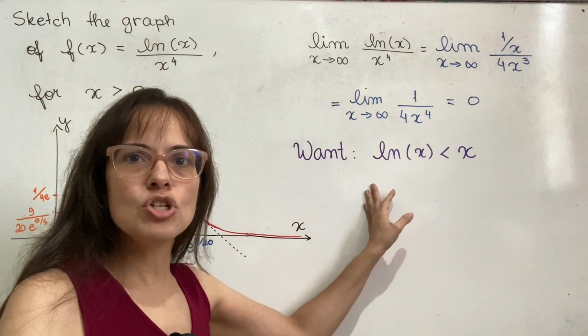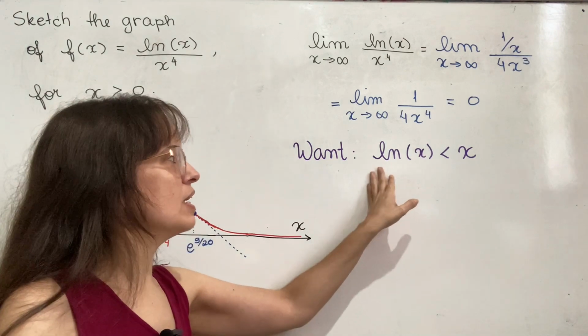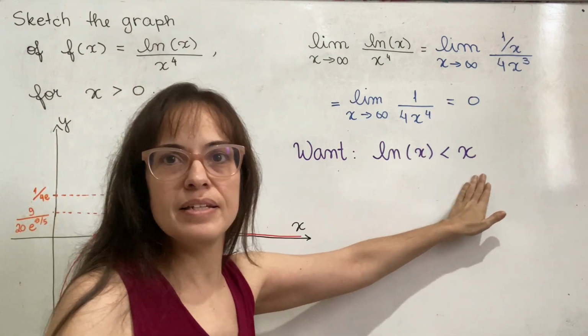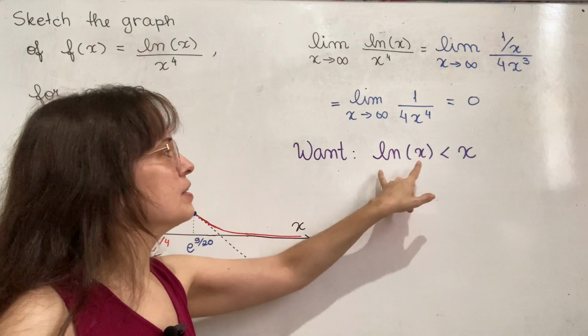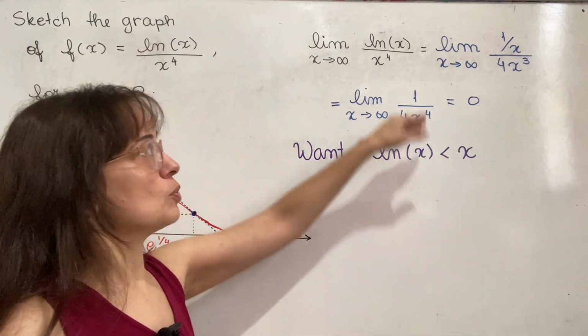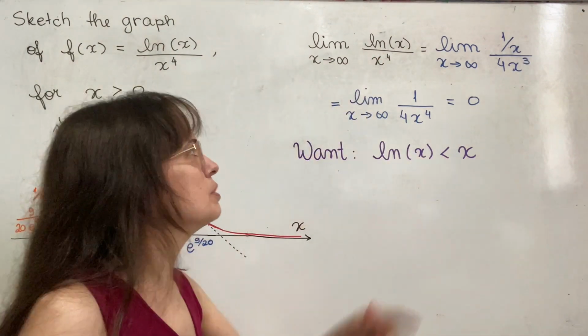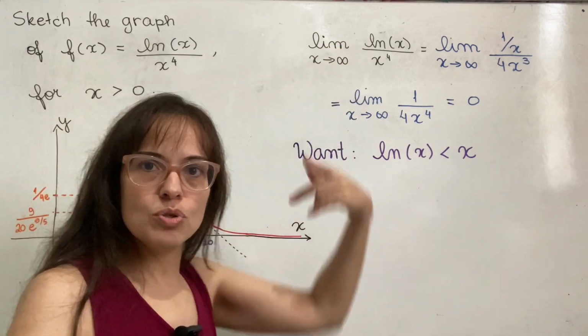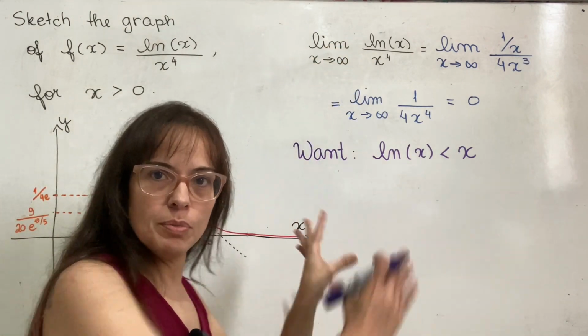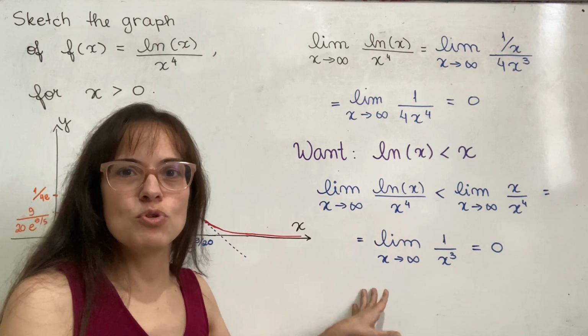So my intention is to show that ln of x is always less than x, so that I can maybe substitute this one for that one over there, get to an easier limit of x over x to the power of 4, which is clearly 0. Let me write that out. That's what I'm trying to do here.